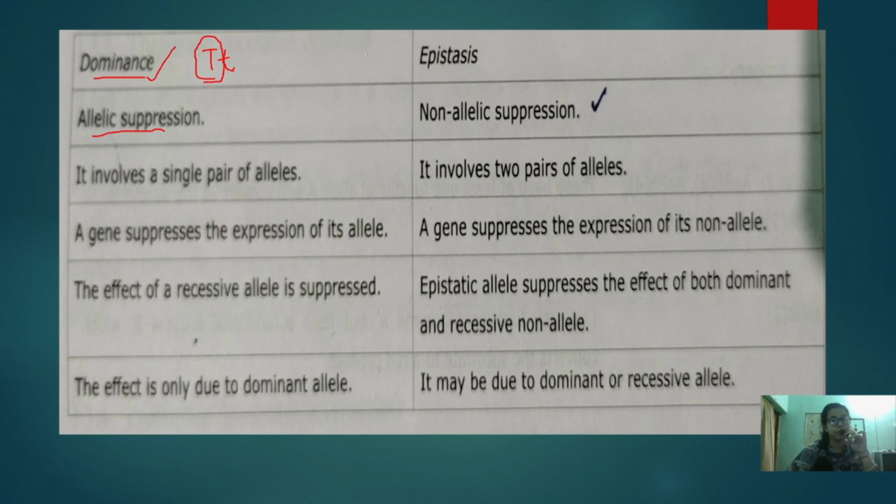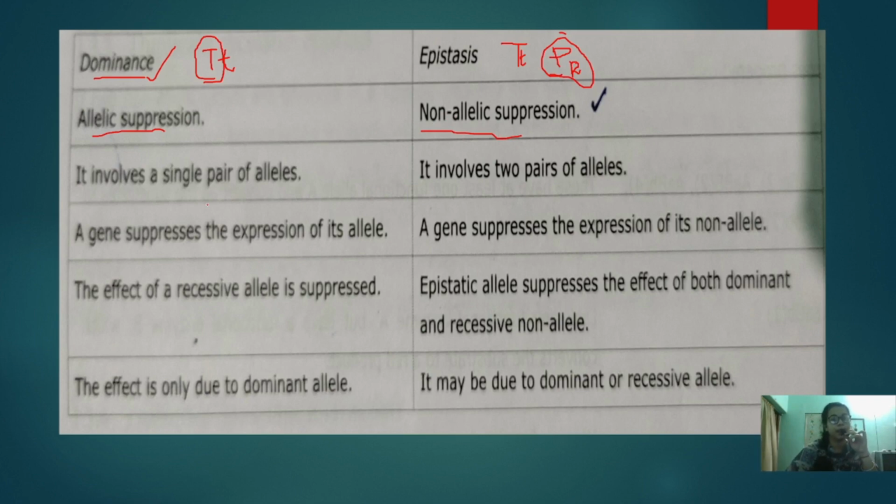But in case of epistasis, two non-allelic genes will be present and one gene will be suppressing another gene. For example, if capital T and small t is one gene, another will be, let us say, capital P and small p. Then this capital T of one gene will suppress this capital P and small p of another gene. So that's why it is known as non-allelic suppression, and dominance is known as allelic suppression. This is a very important point to be noted down.